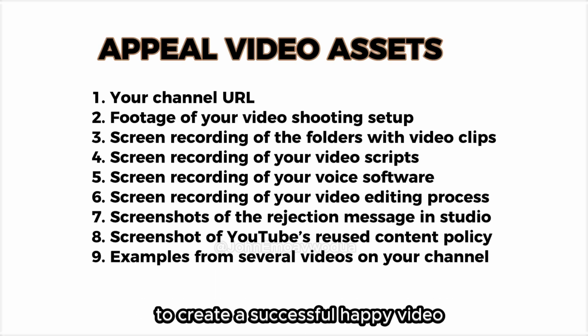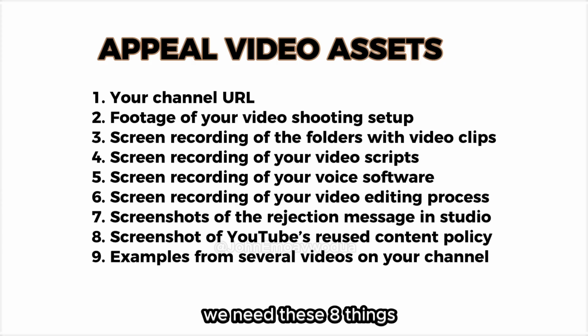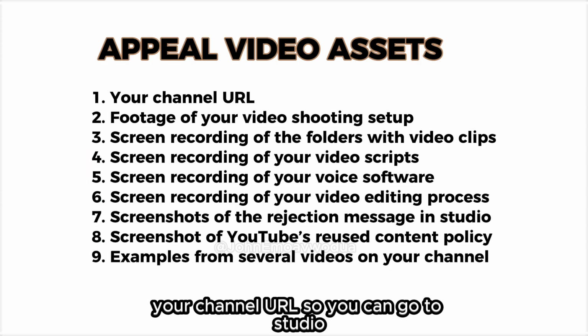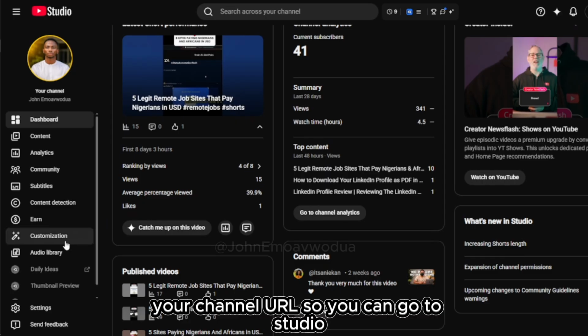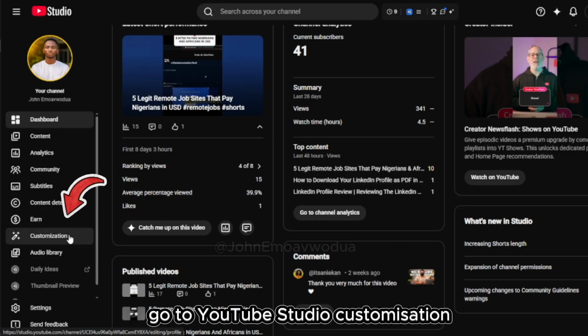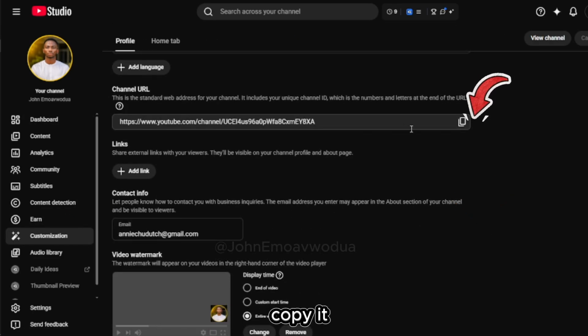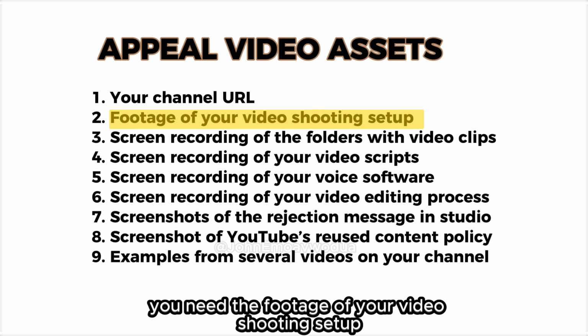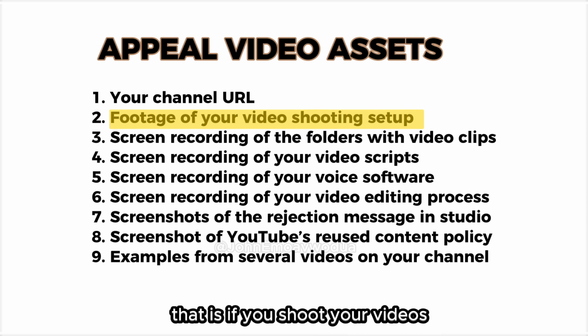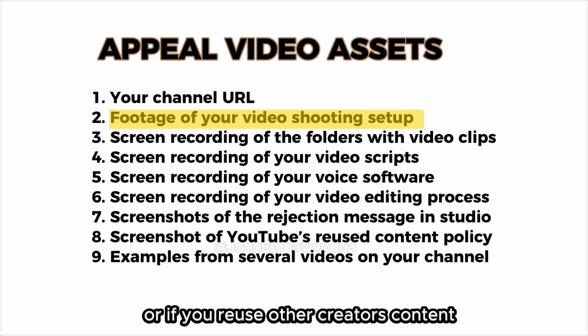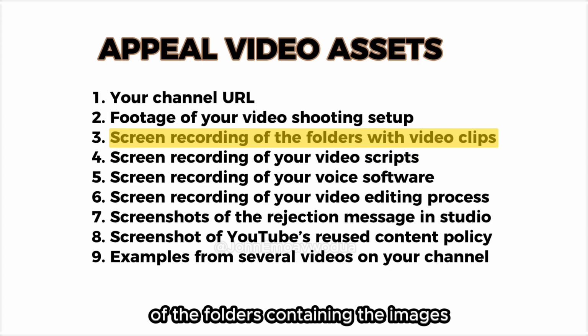To create a successful appeal video, you need these 8 things. Your channel URL. So you can go to YouTube Studio, customization, scroll down, you see your channel URL, copy it. You need the footage of your video shooting setup. That is, if you shoot your videos, you need a footage of the setup. And if you run a faceless channel, or if you reuse other creators' content, you need a screen recording of the folders containing the image and the videos that you use.